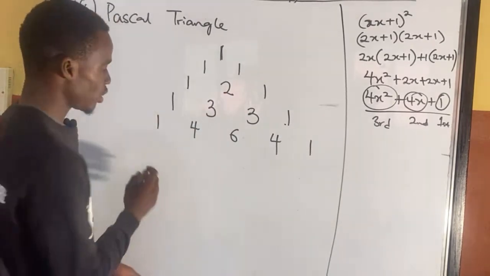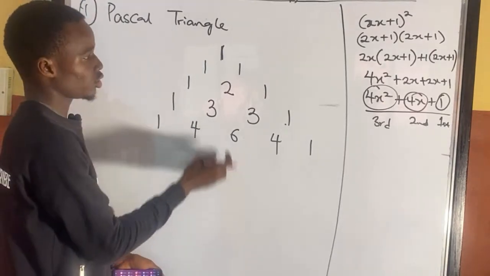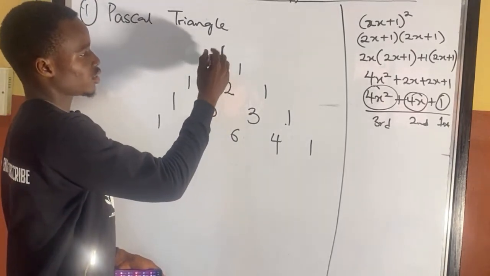So I want you to give me what 6 will be. You know, we have 1. This is the first one.